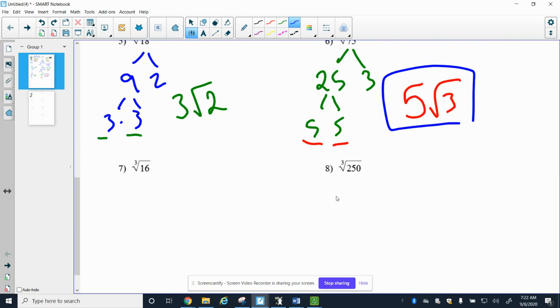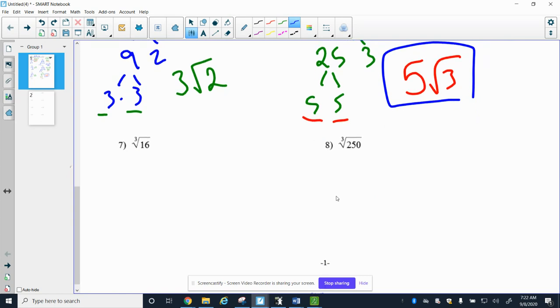All right, now we have cube roots. Okay, so remember the idea of a cube root. 3 numbers that are the same that multiply together would make up that number. So like cube root of 2 times cube root of 2 times cube root of 2 would be 2. Okay, so now we need 3 of the same number in our factor tree. So we're still going to create factor trees the same way we did before, but now we need 3 in order to make that whole number.